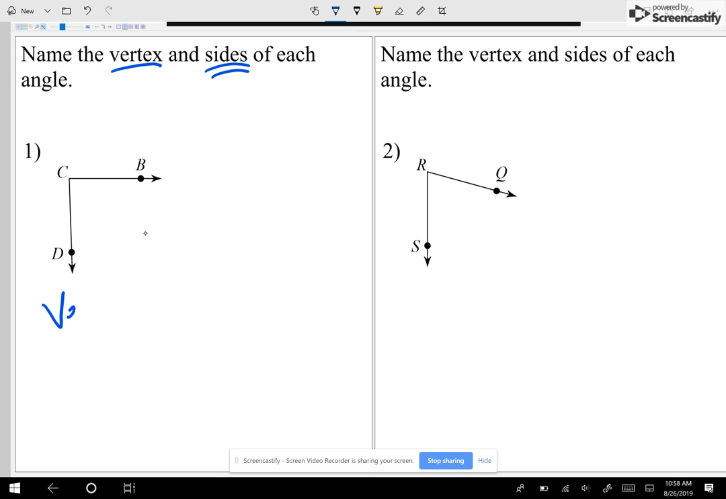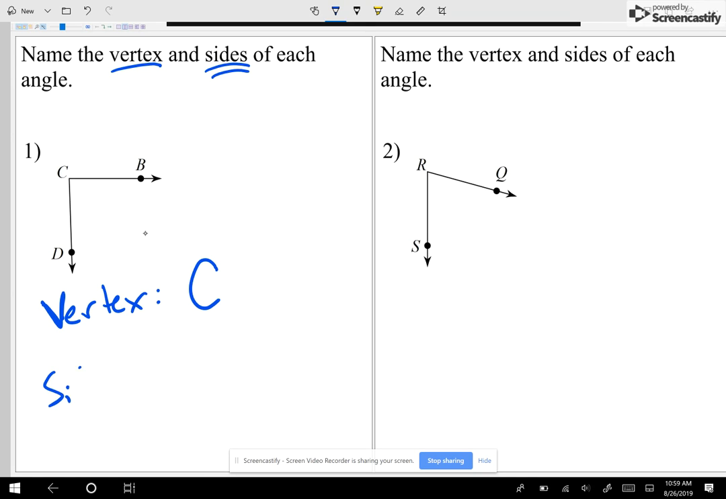So vertex, for us to think of the vertex, see how the first letter of vertex looks like a corner? The letter V looks like a corner. I'm asking which point is at the corner of the angle. That's the vertex. In example number 1, our vertex is the point C. Remember with points, we just do one letter. So C is the vertex, right? Point C is the vertex. All I'm asking for vertex is which point is at the corner of the angle.